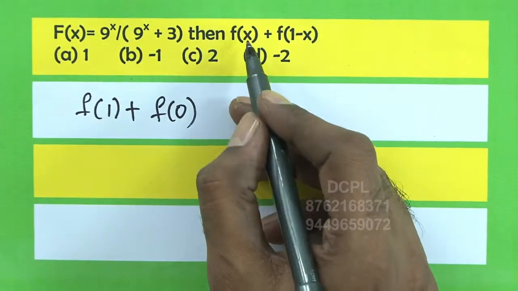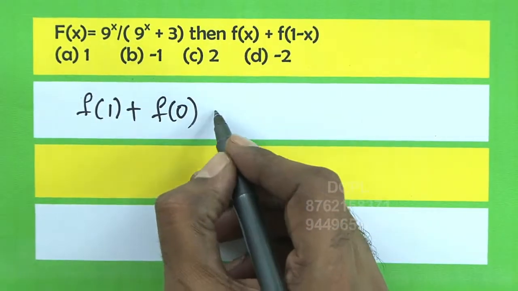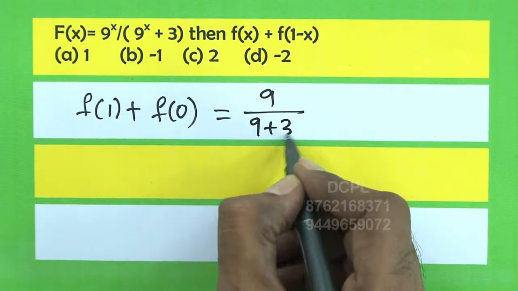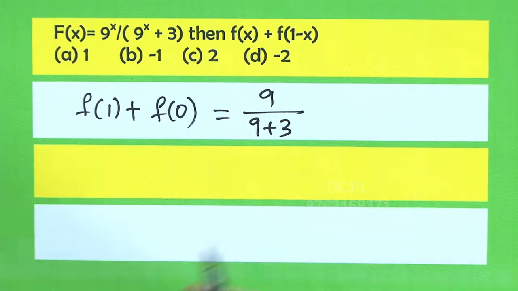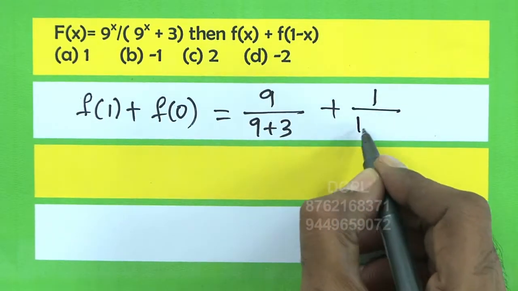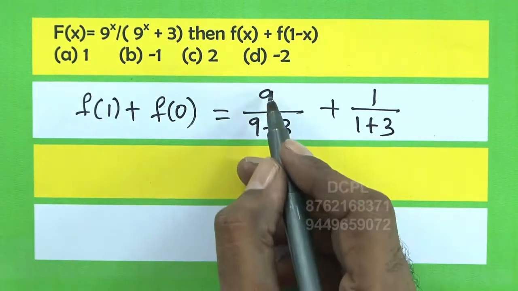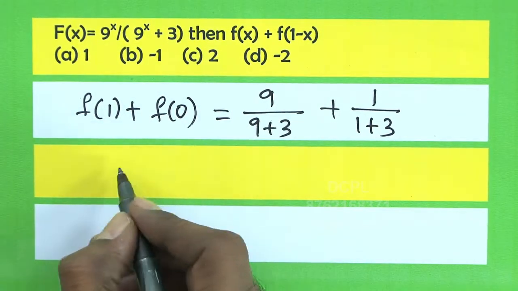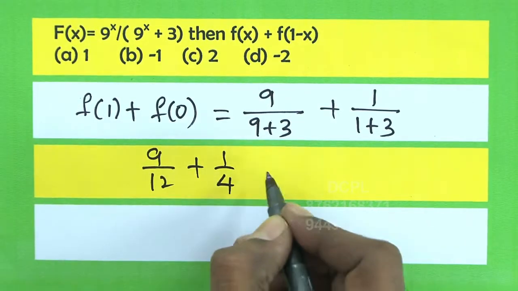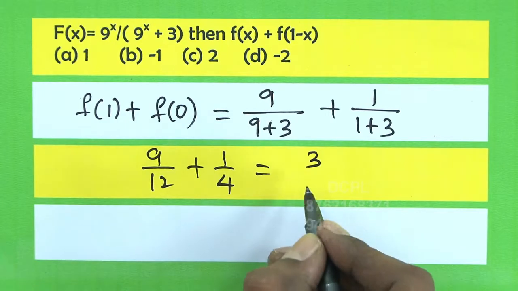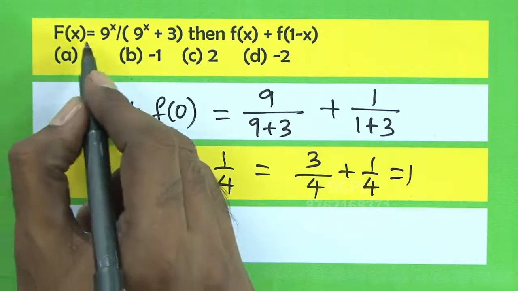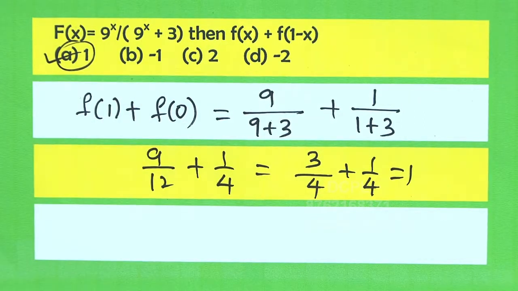What I am doing is I am just putting x is equal to 1. F of 1 is 9 power 1 by 9 power 1 plus 3, that is 9 by 9 plus 3. Plus f of 0 is 9 power 0, 1 by 1 plus 3. 9 by 9 plus 3 is 9 by 12. 1 by 1 plus 3 is 1 by 4. 9 by 12 is 3 by 4, plus 1 by 4, that is equal to 1. Option A is correct. Understood?